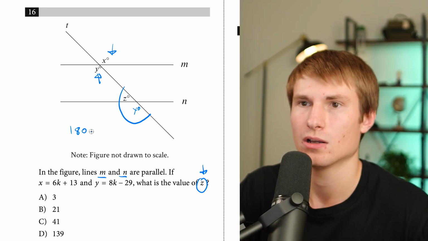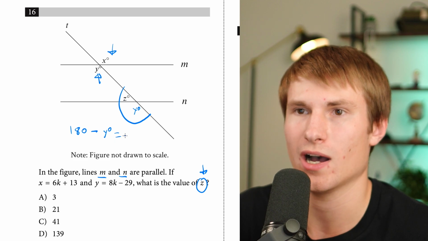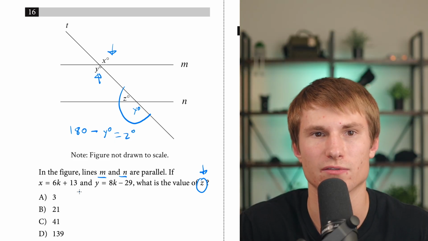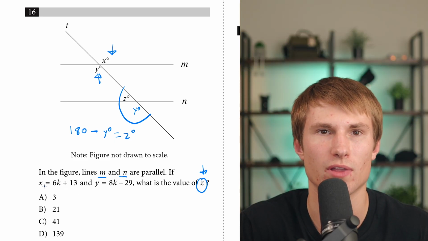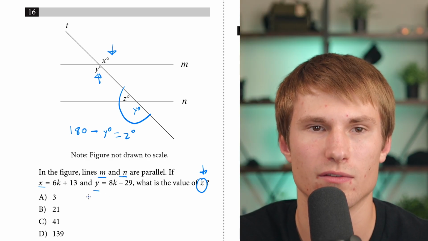And we'll take that angle measure, right? 180. We have to then subtract angle Y, and that'll give us angle Z. So we need to solve for angle Y first. Well, in order to solve for angle Y, we know that X and Y are equal to each other. So we'll set these two together and we'll solve for K, and that'll give us the value of angle Y.